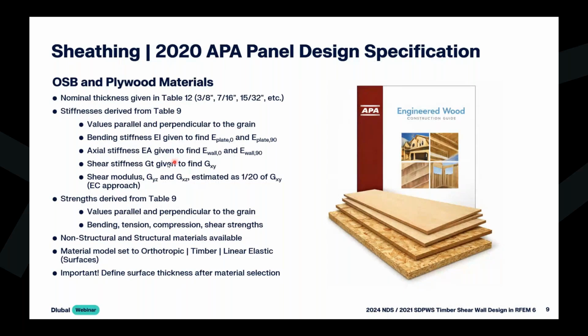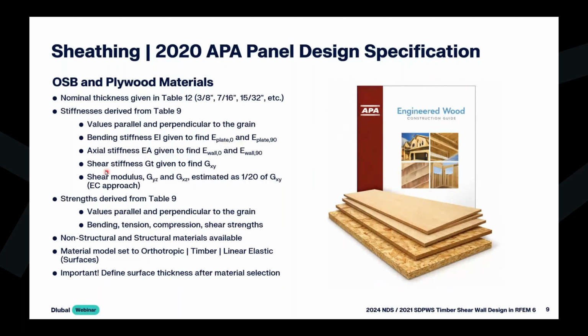The bending stiffness EI was given in this table. Well, we knew what our thickness was, and we're just taking an arbitrary panel width here of 12 inches. We could back calculate, because now we know I, to determine the modulus of elasticity for bending. And this is what we denote in the program as the modulus of elasticity plate at 0 and plate at 90. So parallel and perpendicular to the grain.